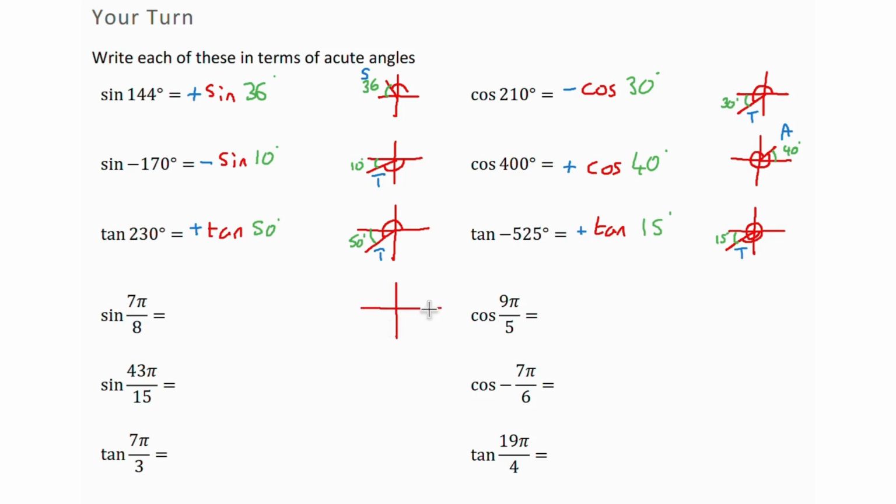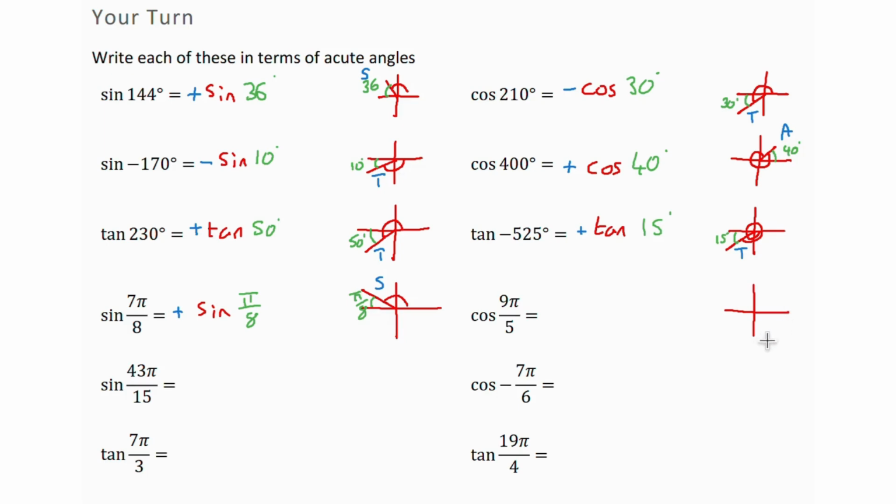Moving into radians now, sine of 7 pi by 8. 7 pi by 8 is a little bit less than pi, or 8 pi by 8. It's going to be there. How much more do we need to get from 7 pi by 8 to a full pi? We need an extra pi by 8. So this is going to be related to sine of pi by 8. And then we are in the sine quadrant, so this is positive.